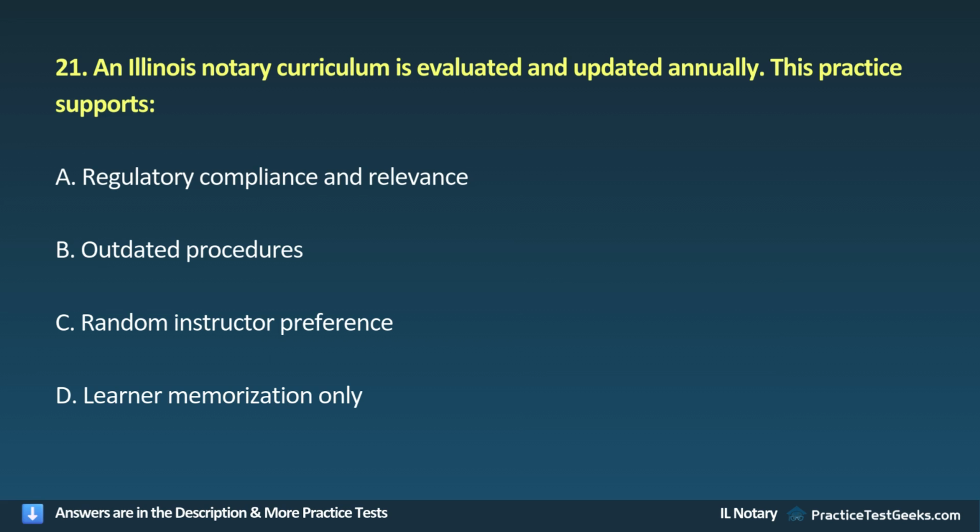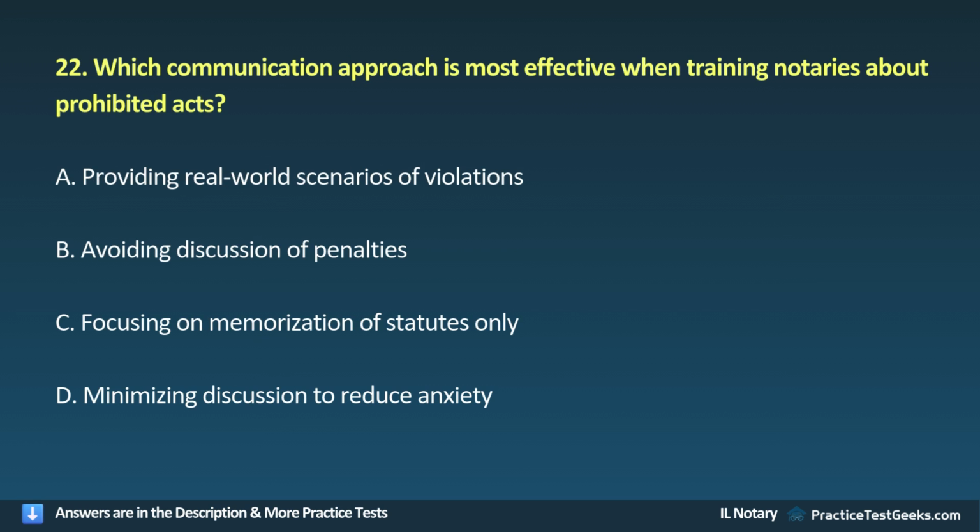B. Outdated procedures. C. Random instructor preference. D. Learner memorization only. 22. Which communication approach is most effective when training notaries about prohibited acts? A. Providing real-world scenarios of violations. B. Avoiding discussion of penalties.